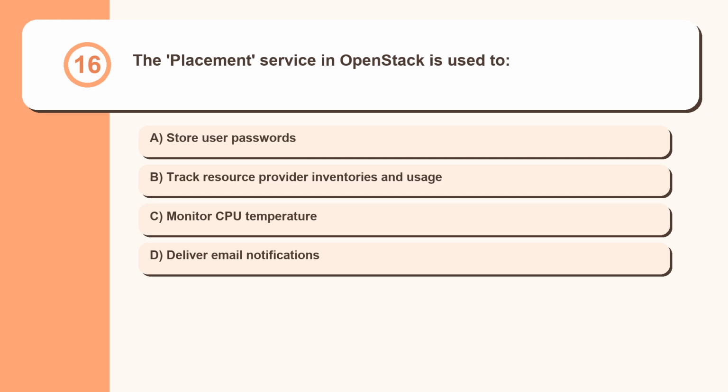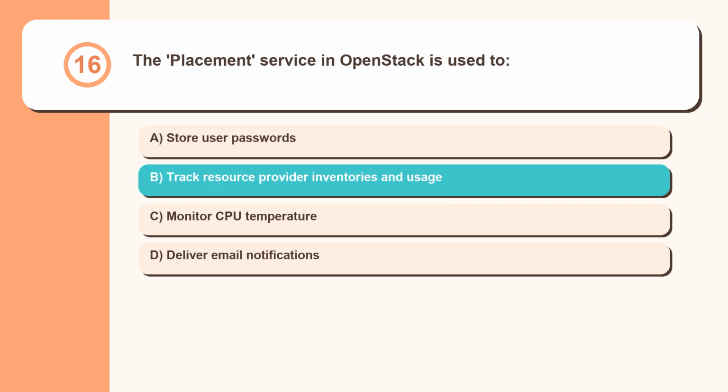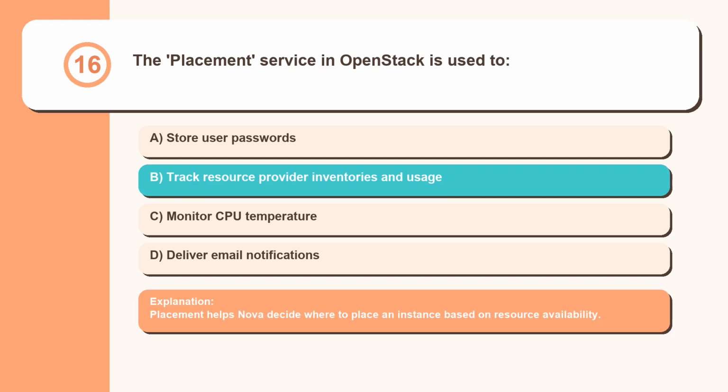Question 16. The placement service in OpenStack is used to store user passwords, track resource provider inventories and usage, monitor CPU temperature, deliver email notifications. Placement helps Nova decide where to place an instance based on resource availability.